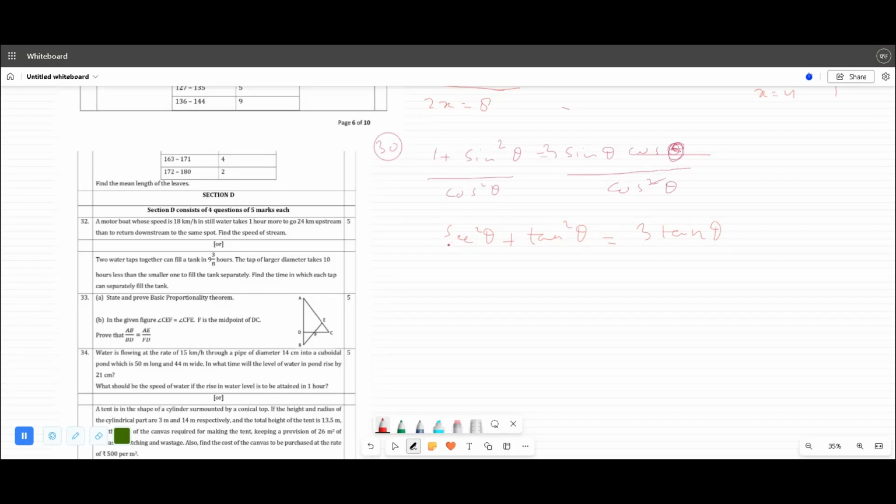Correct? Now what is sec square theta? Sec square theta is tan square theta plus 1. Plus 1. And there was another tan square theta, so it becomes 2 tan square theta plus 1 minus 3 tan theta.